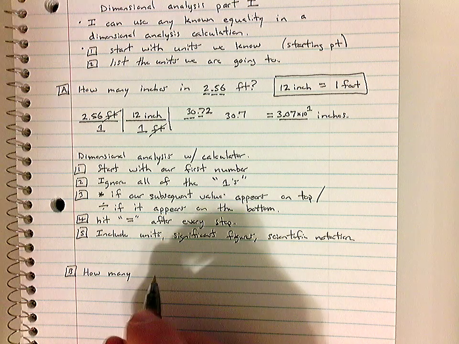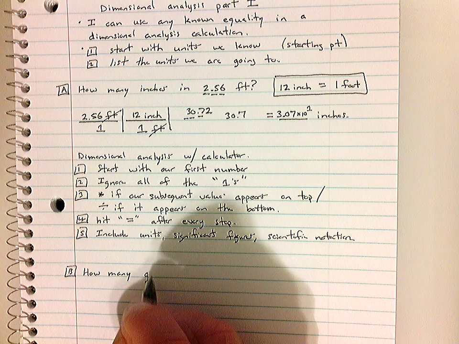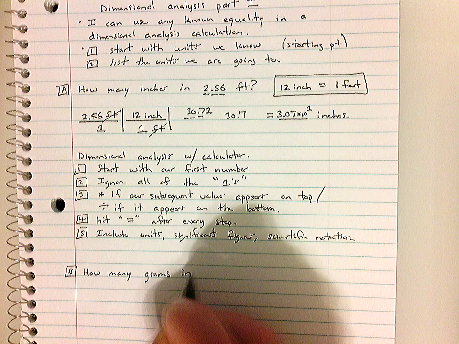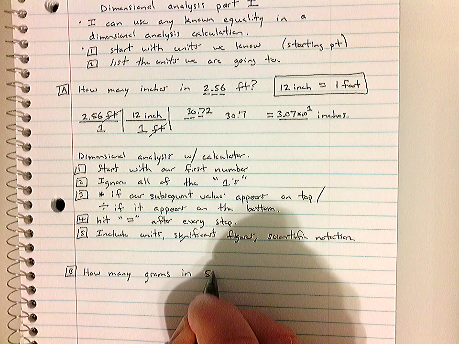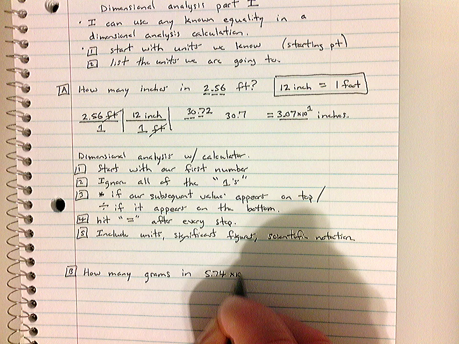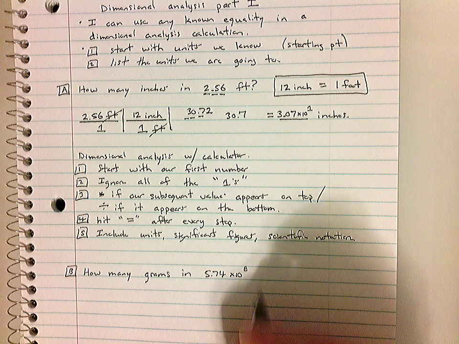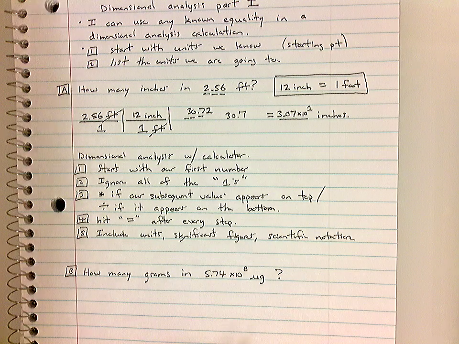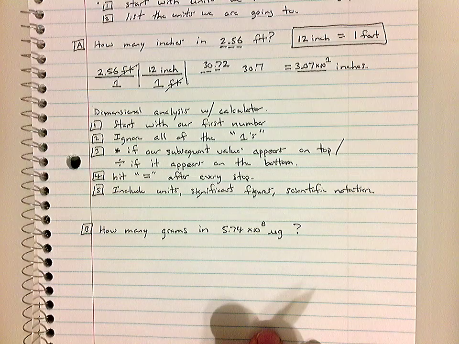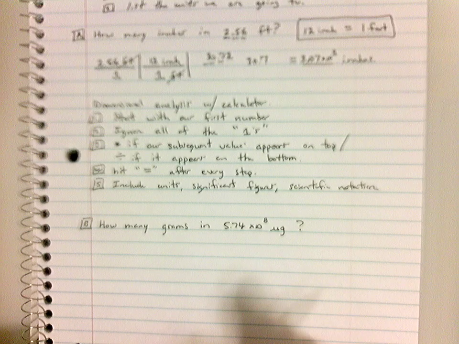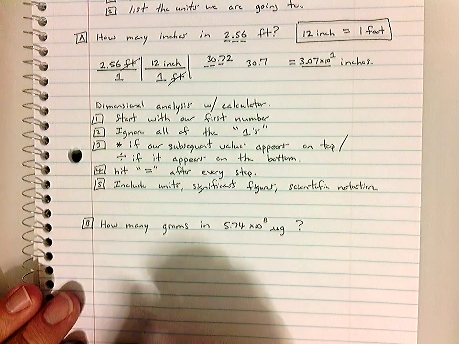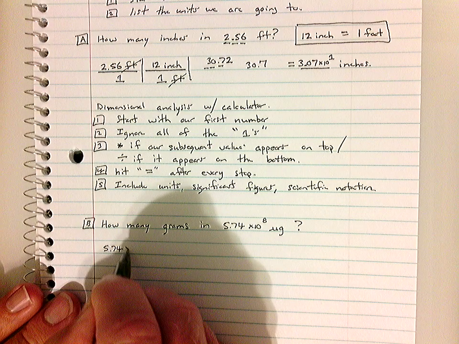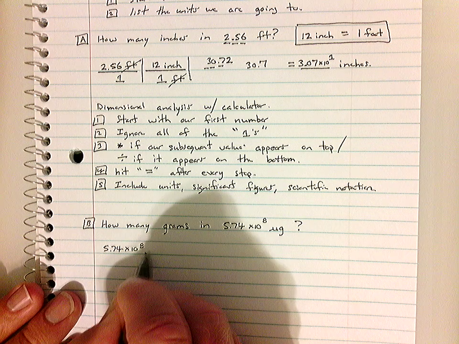We're going to ask how many grams in 5.74 times 10 to the 8th micrograms, abbreviated UG. So same way, we start with our starting point. 5.74 times 10 to the 8th micrograms.